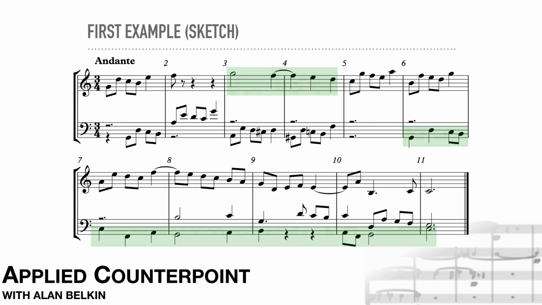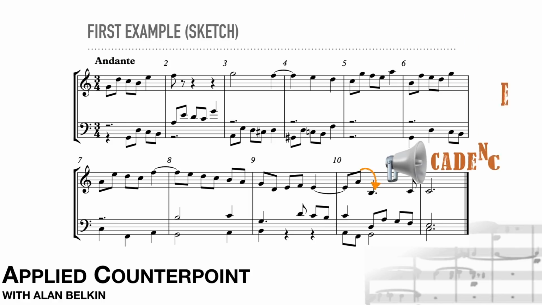The striking leap of a seventh in Measure 10 from A down to B in the top part stands out, but since it announces the cadence, that's not a bad thing. Now let's hear the finished version.